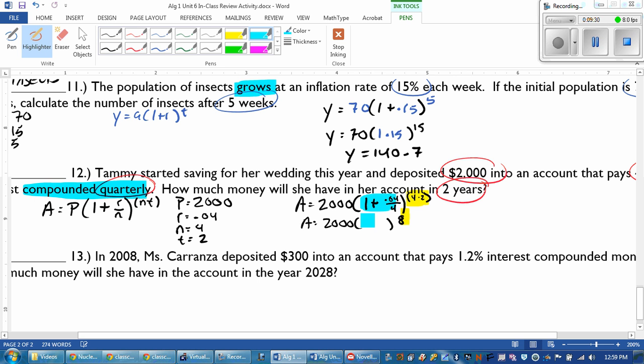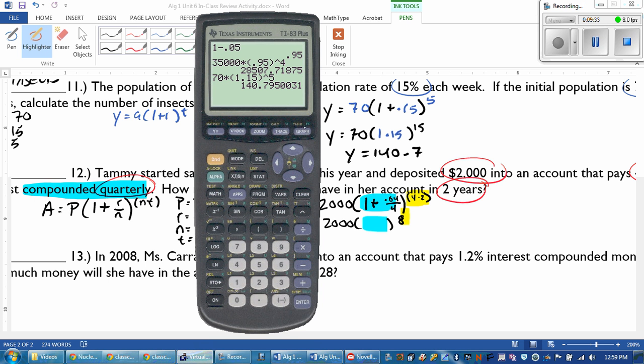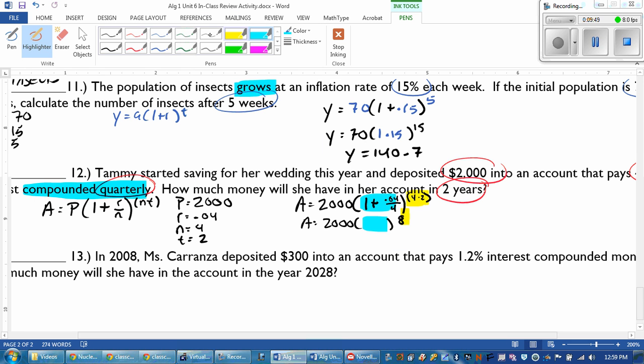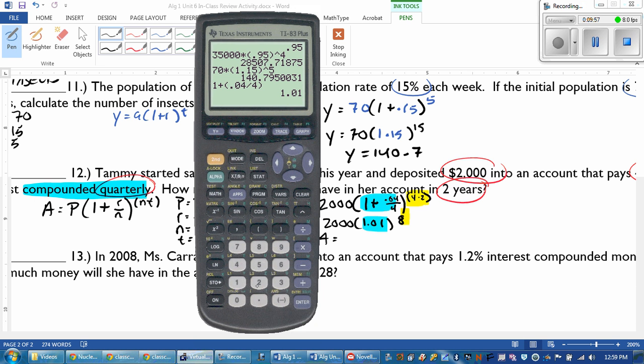Now we need to focus on the inside, and let's do that in our calculator. So we have 1 plus 0.04 divided by 4. I want to do that part first. And when we add everything together, we get 1.01. Perfect. And now I can type all of that into our calculator. So we have 2,000 times 1.01 raised to the 8th power. And that's going to tell us the amount that's in the account.